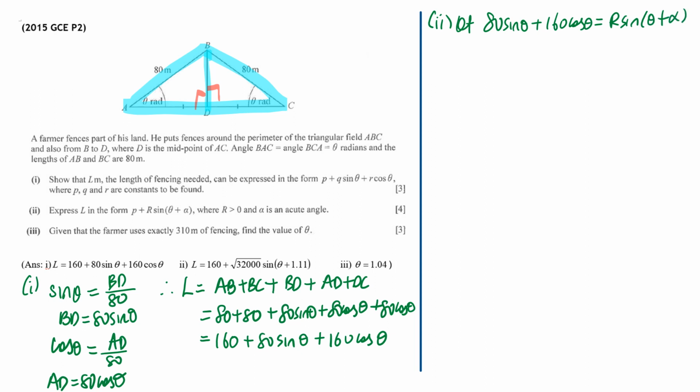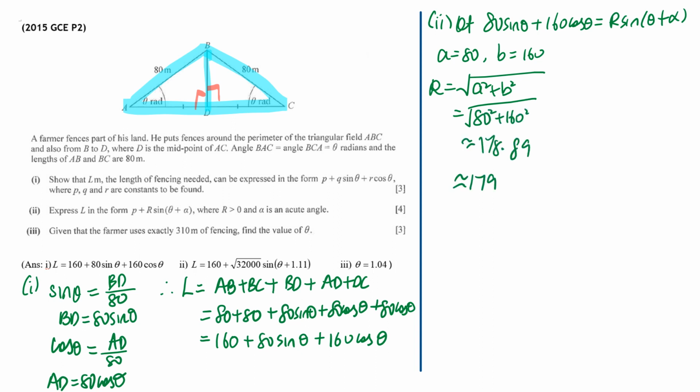Part 2. We're going to express 80 sine theta plus 160 cos theta using the R formula, so equals R sine bracket theta plus alpha. Right now the values of A and B, A and B are positive values. Let me repeat, A and B are positive values. So A is 80, B is 160. To find R, it is square root of A squared plus B squared, and so on. You get 178.89. Why do I need to have 178.89? Because I need that for some intermediate working, but my final answer is to three significant figures, which is 179.